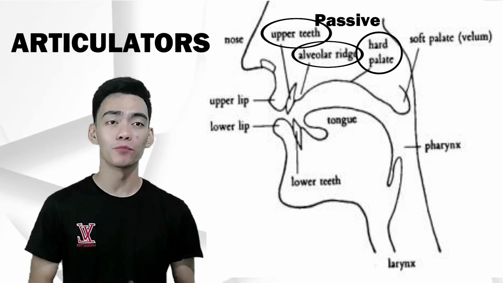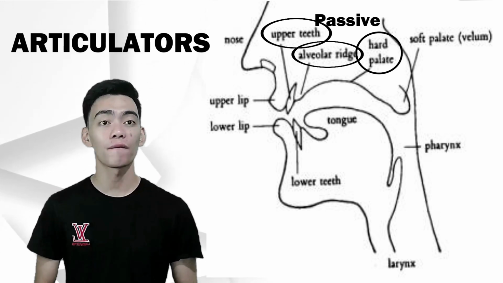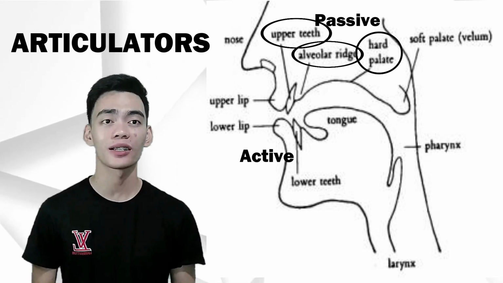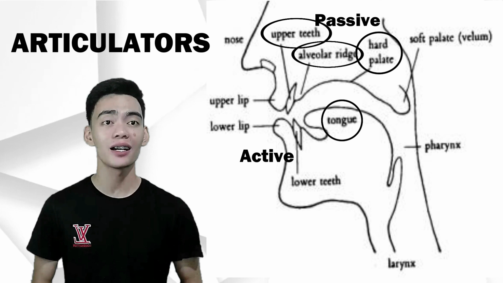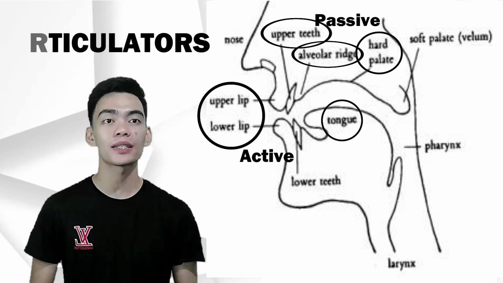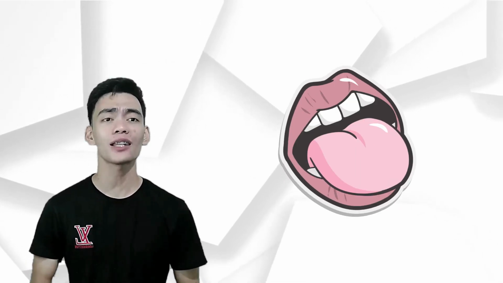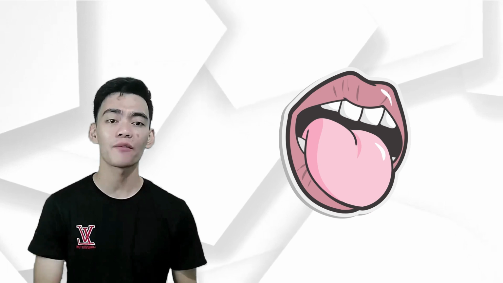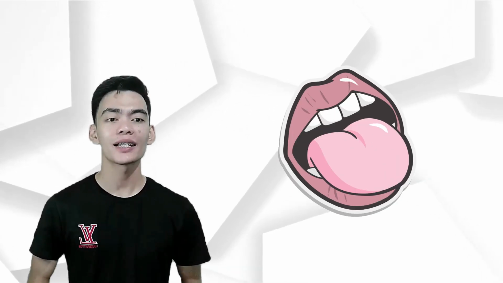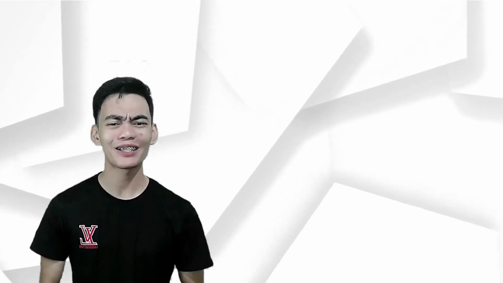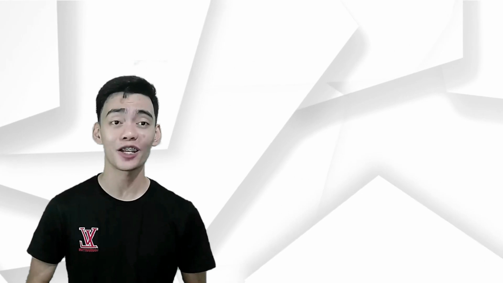The other parts can move and are therefore called the active articulators, especially the tongue and the lips. The tongue is a very important active articulator, as it is often brought into contact with another part of the mouth in order to make a closure. Additionally, the tongue shapes the sound of the words. Places of articulation fall into different categories.